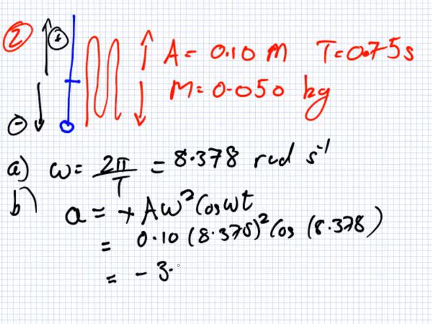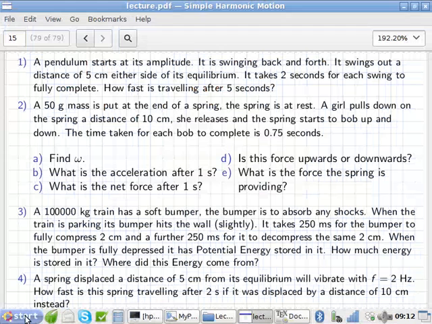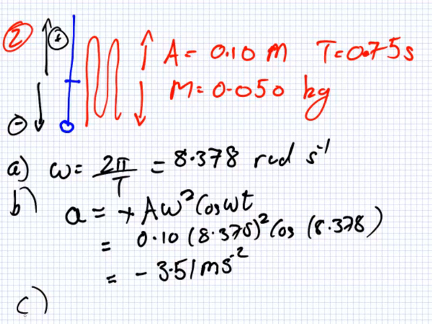Minus 3.5 meters, minus 3.51 meters per second squared. Okay, the C part is, what is the force after 1 second? Is the force up or down? Yeah. So, again minus? The calculator gave me minus, which tells me that after 1 second the particle is up here and it's accelerating downwards.